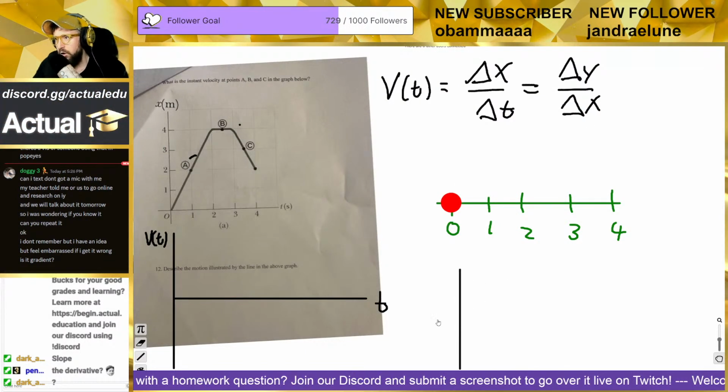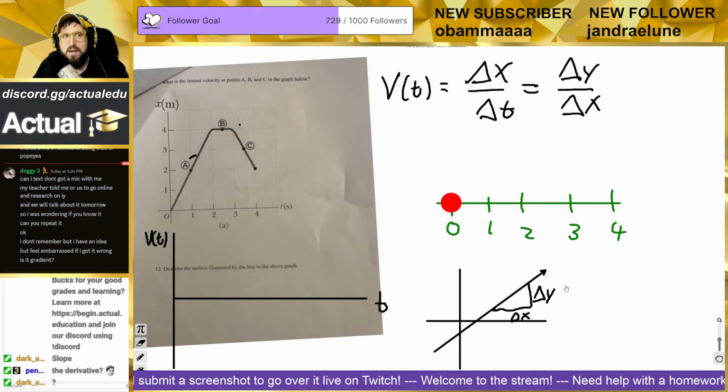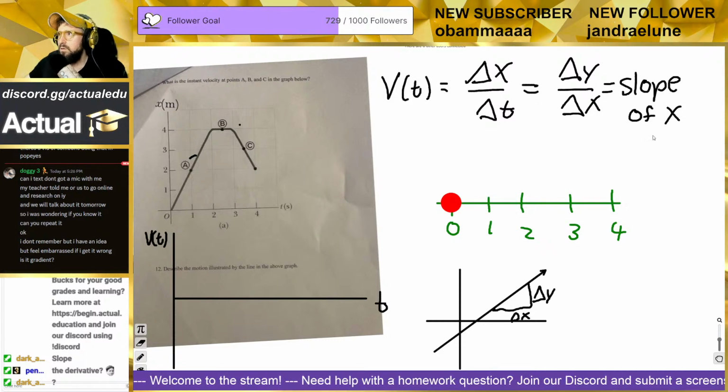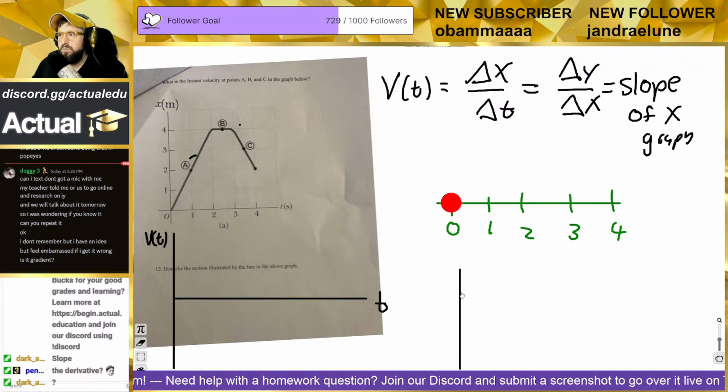Yeah, what is delta y over delta x, if we're doing a graph? This is delta y, this is delta x. What does that describe? It's a gradient. Yeah, that's a fancy word. It's just a slope. Yeah, it's the slope. No fancy words here.